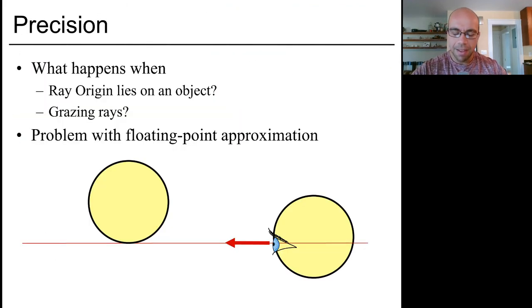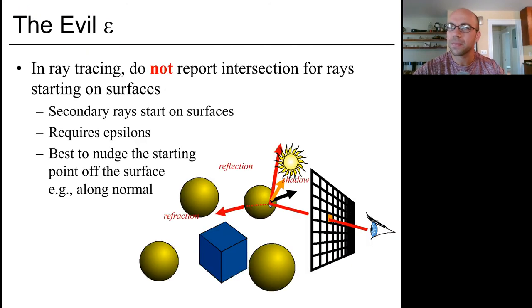Okay. There are a lot of details that come up a lot in ray tracing that are really annoying. And one of them is precision. So, for example, if our ray just grazes an object, just barely touches it, then we can have problems with rounding where maybe by accident it ends up being a little tiny interval or maybe it ends up outside. This is a big problem with floating point approximation. And trust me when I say that you don't want to implement a ray tracer using exact arithmetic, unless you have a really good reason to.